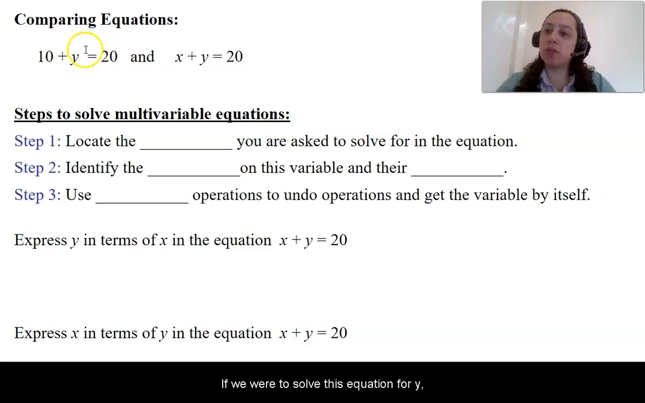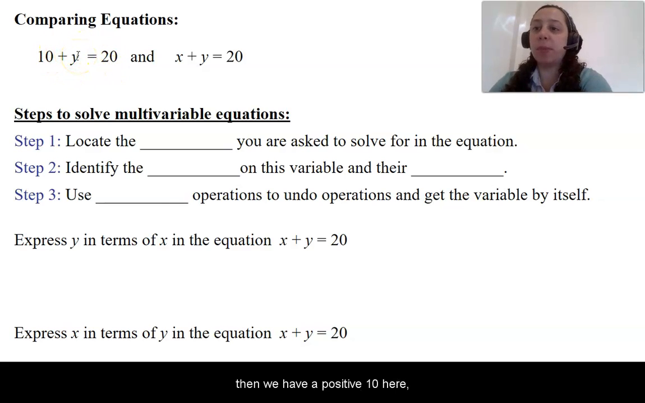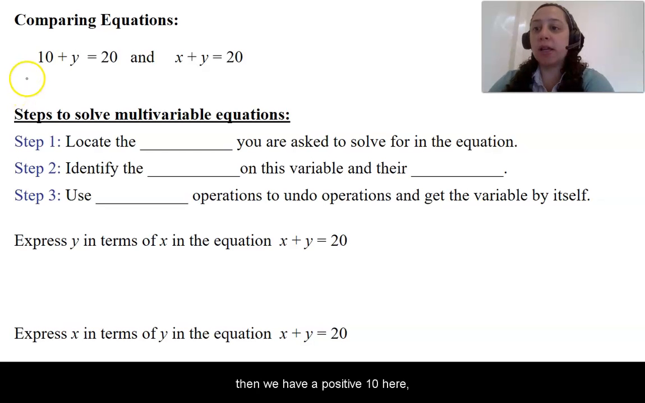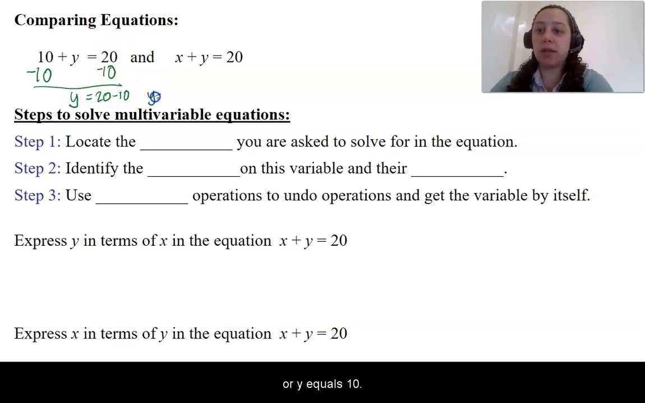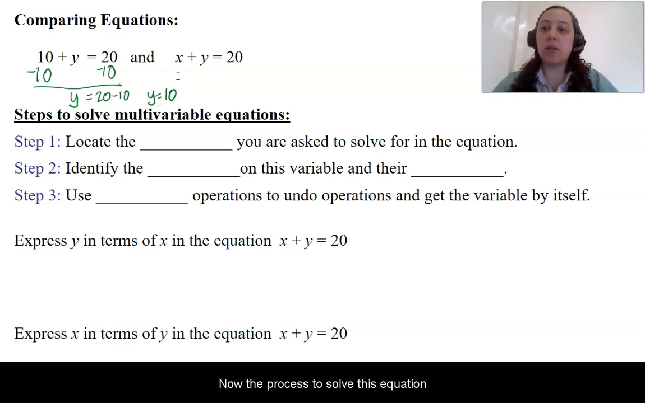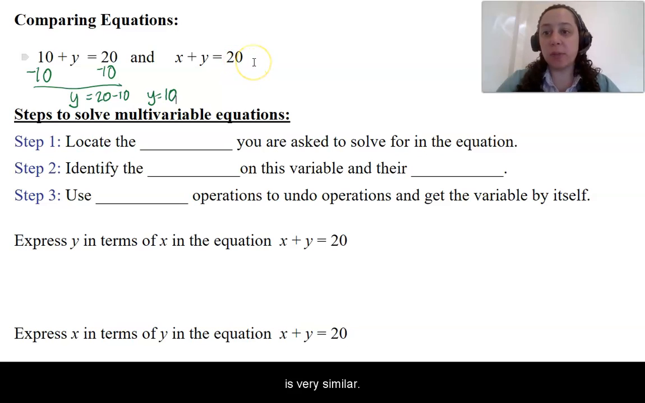And if we were to solve this equation for y, then we have a positive 10 here. Our inverse is minus 10 on both sides. So we would get y equals 20 minus 10, or y equals 10. Now the process to solve this equation is very similar.